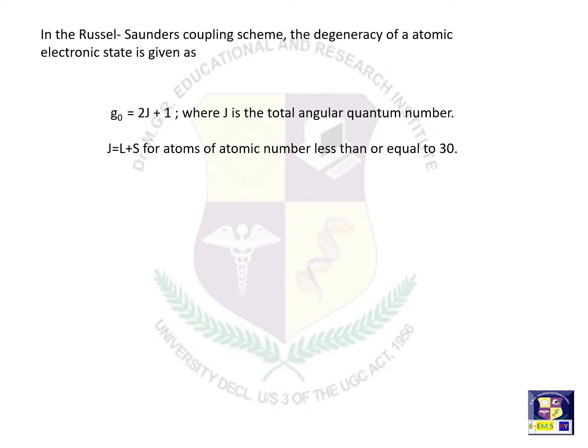Now how do we find this ground electronic state degeneracy? By the Russell-Saunders coupling scheme, we know that the degeneracy of an atomic electronic state is given by g0 is equal to 2J plus 1. Here J is the total angular quantum number, which can be written as L plus S. This is applicable for atoms of atomic number less than or equal to 30. Using this, we can find the partition function value for electronic levels.